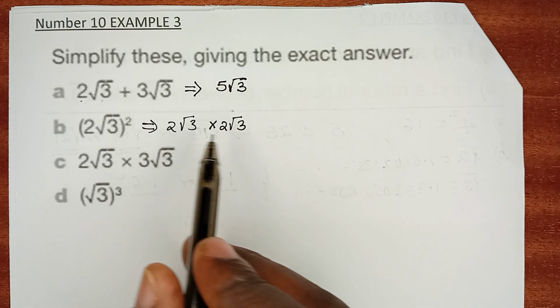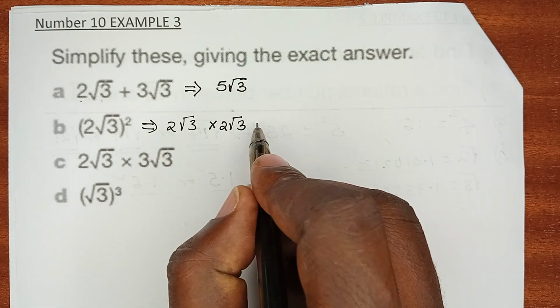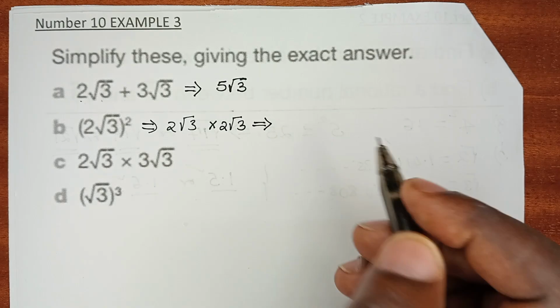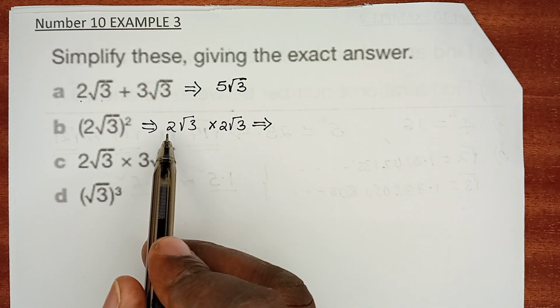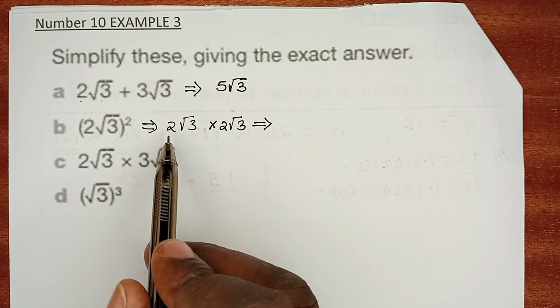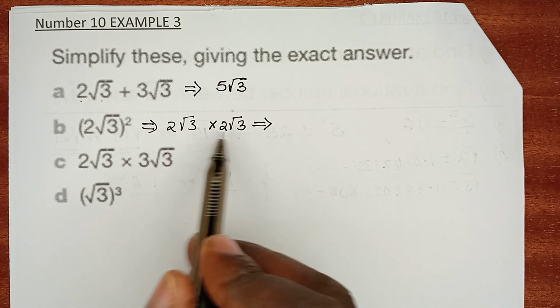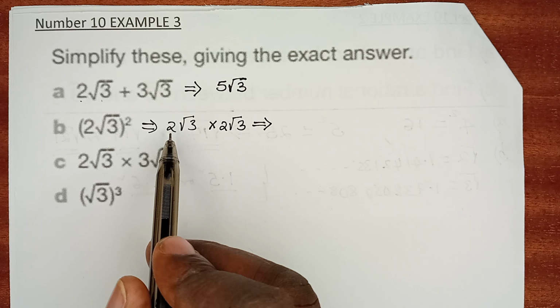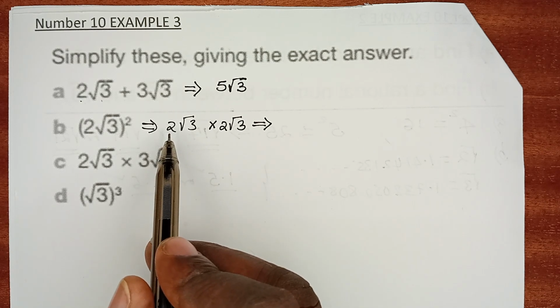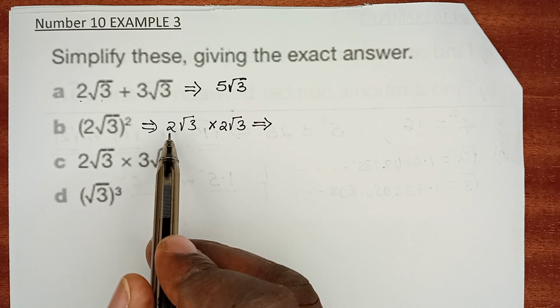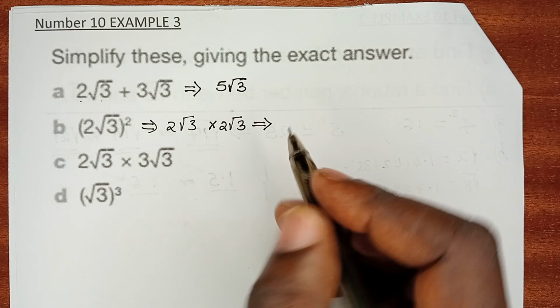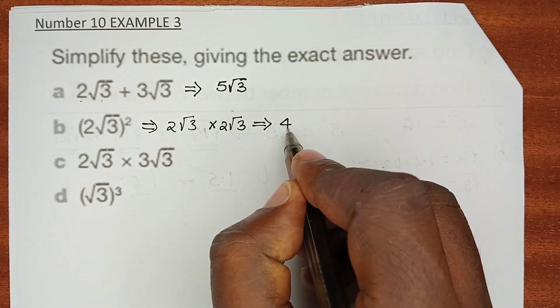Because 2 root 3 times 2 root 3, we have some kind of approach for this kind of question. We have a number that is not under the root, and that number is 2, and it is appearing on both sides. So we take that number that is outside the root, multiplied by the other number that is outside the root. So we have 2 times 2, we have 4.